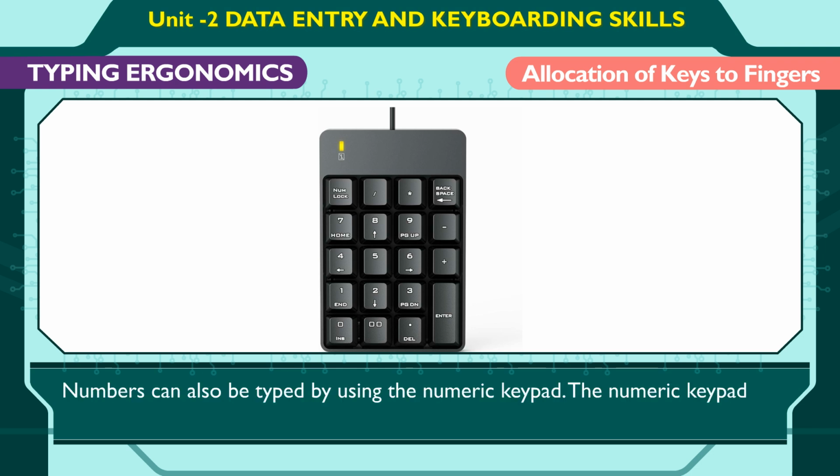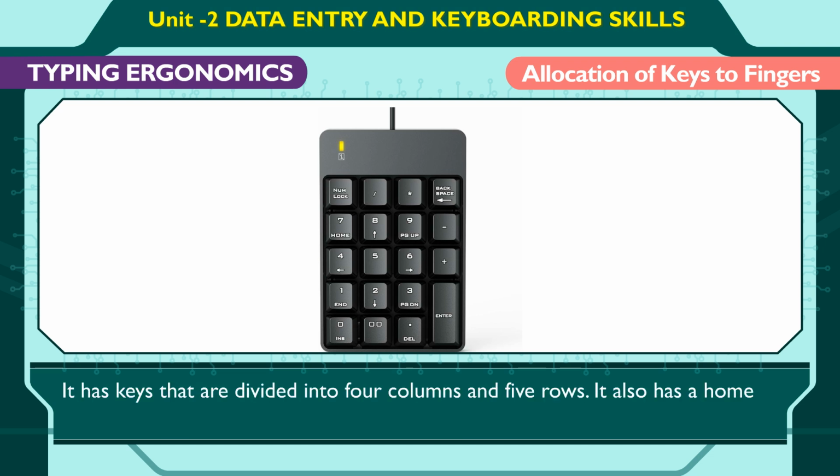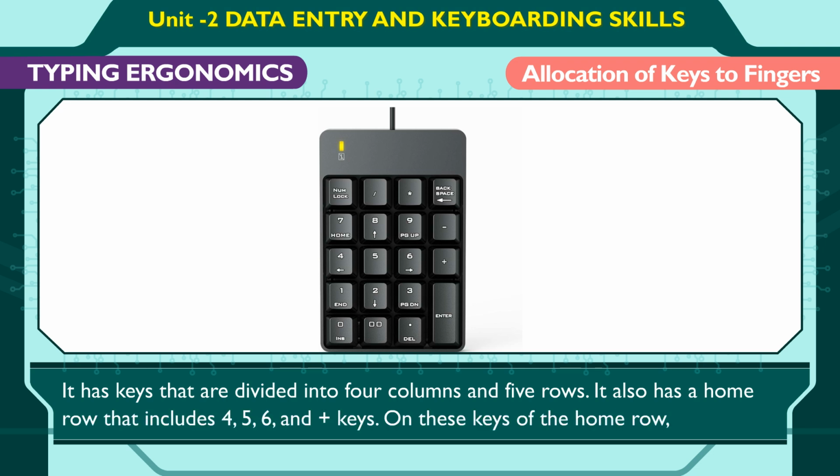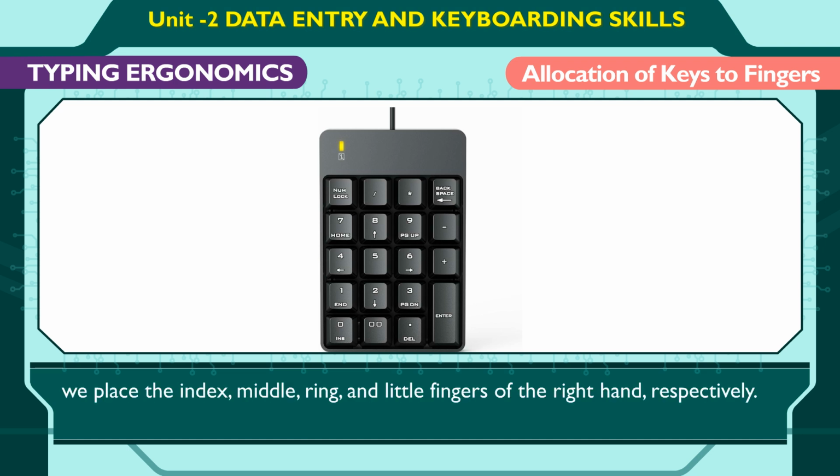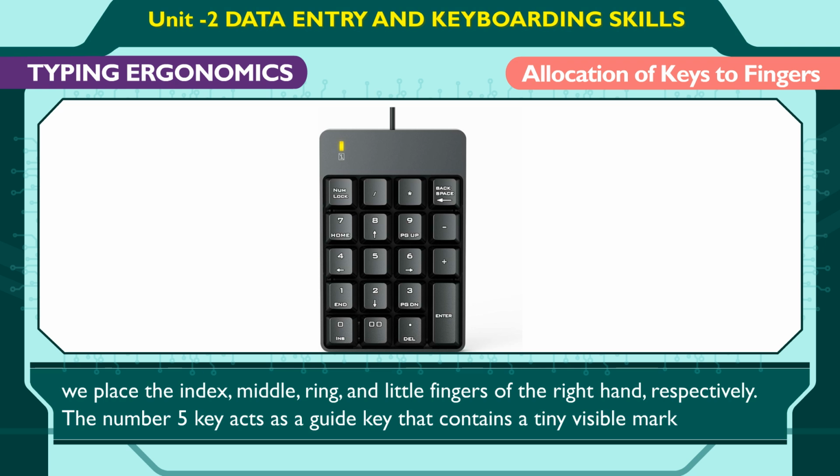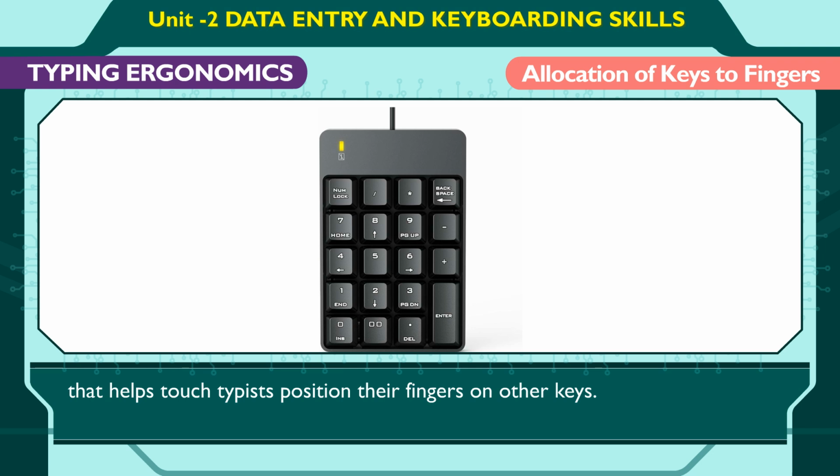Numbers can also be typed by using the numeric keypad. The numeric keypad plays a vital role while entering numeric data. It has keys that are divided into 4 columns and 5 rows. It also has a home row that includes 4, 5, 6 and plus keys. On these keys of the home row, we place the index, middle, ring and little fingers of the right hand respectively. The number 5 key acts as a guide key that contains a tiny visible mark that helps touch typists position their fingers on other keys.